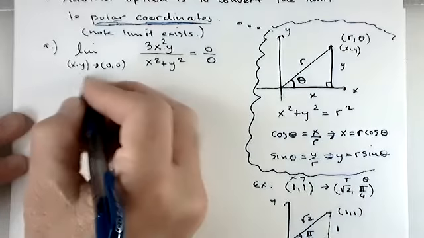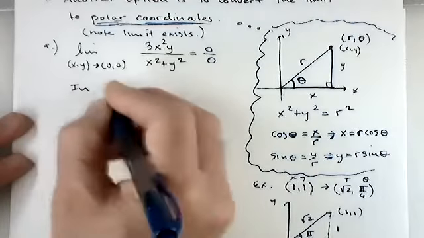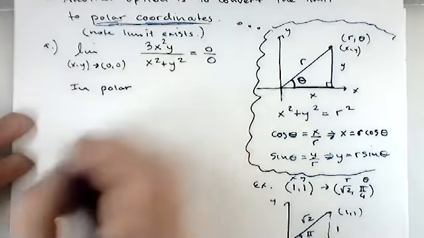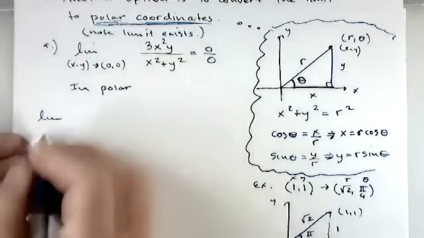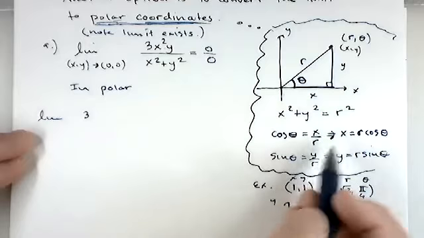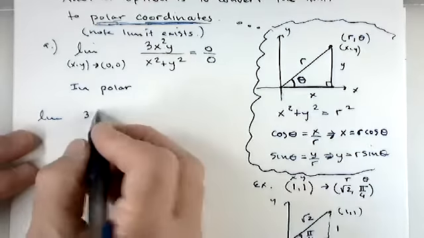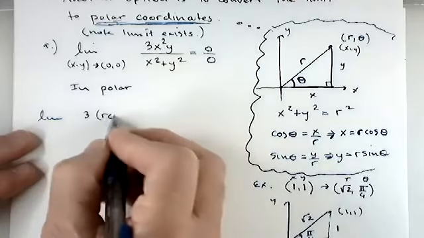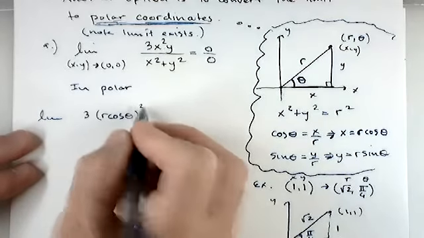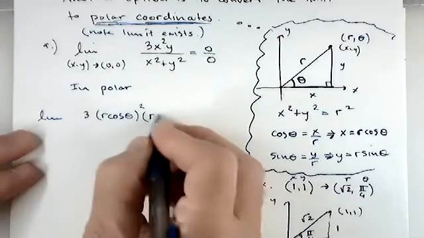So let's convert this to polar coordinates. We'll get to this in a second here. And how you would do that is you could use your replacements, your conversions. I know x is r cosine theta, so for x, I would have r cosine theta squared times y. y is r sine theta.